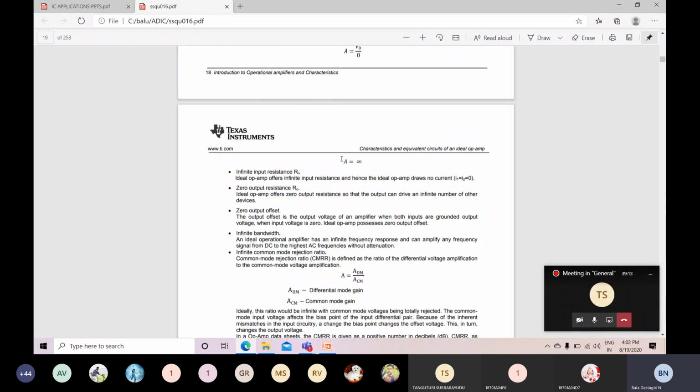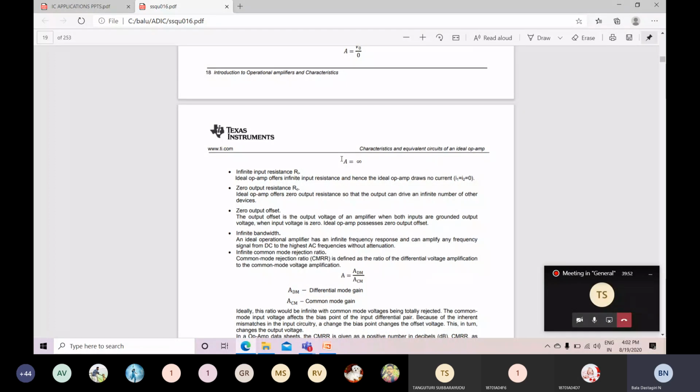And the next one is 0 offset. First of all, we have to know what is meant by offset. Normally, for any electronic device, if the inputs are given 0, automatically what should the output be? The output should be 0. But due to manufacturing problems or calibration problems, even though you are giving the inputs as 0, the output will not be 0. There will be some value at the output. That is called the output offset voltage.